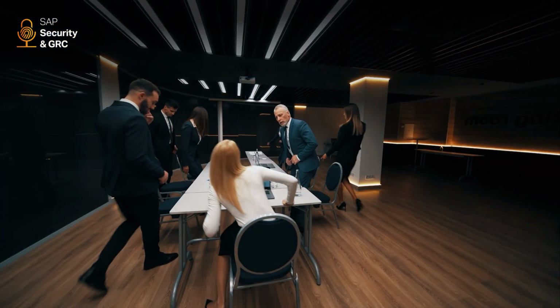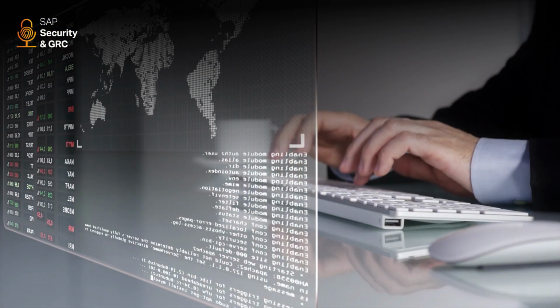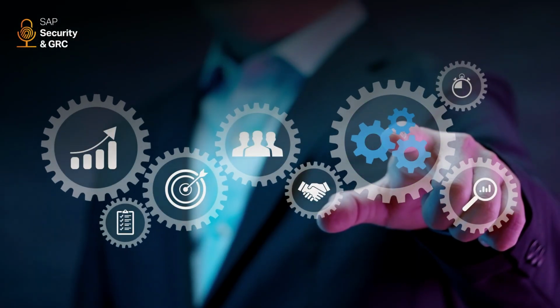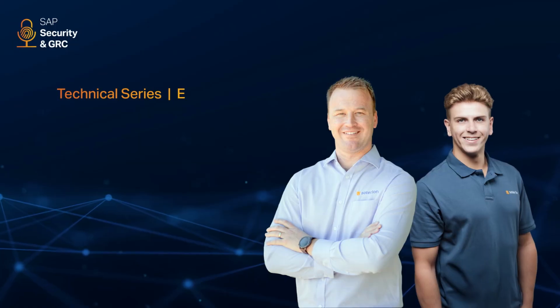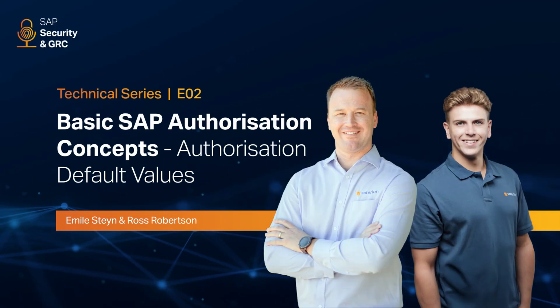And just as a reminder, in our previous session, we talked about SAP transaction codes or applications, as well as Fiori applications, Web Dynpro applications, RFC function modules, all the different ways on how users can execute specific functionality. In today's session, we will be talking about authorization default values. And for that discussion, I'm joined by my colleague, Ross Robertson.